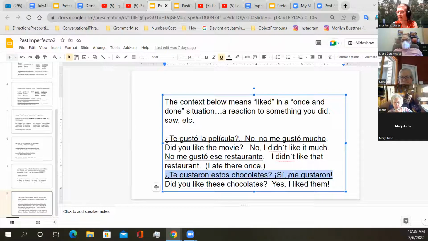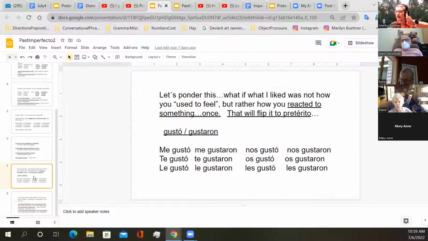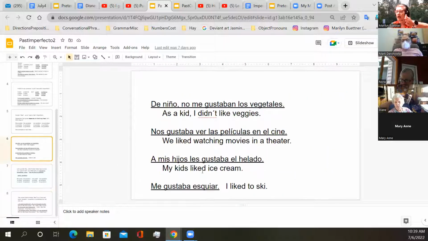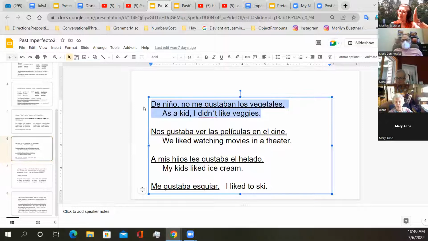Okay. So the one-time event, I got this little box of chocolates. The one-time event, I ate at this one restaurant. The one-time event, I watched this one show. Because they're talking about a one-time event and your reaction to it, they're preterito. Okay. But keep in mind that if we're talking about something that happened a lot, that's no longer a one-time reaction. Then it goes into imperfecto. Does that make sense?